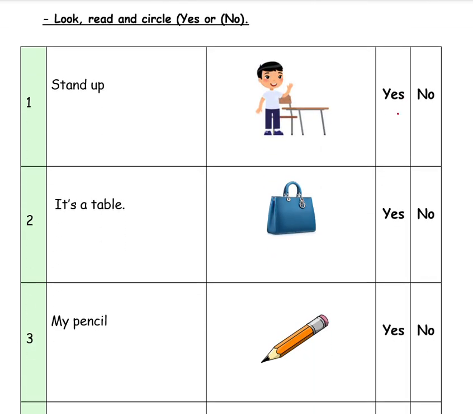Now here we have a yes/no activity. It says look, read, and circle yes or no. So you have to look at the picture, then read the word or the phrase. If the phrase is about the picture, then the answer is yes. But if the phrase or the sentence is not about the picture, you have to circle no. Let's do number 1. So this is the picture of stand up, and here we have stand up. So it is yes.